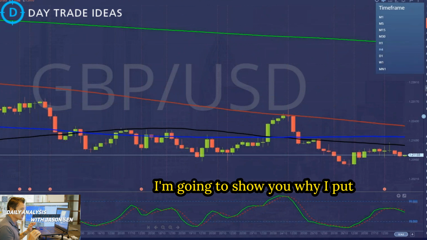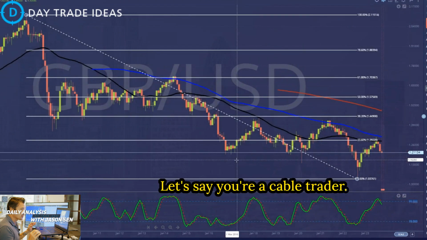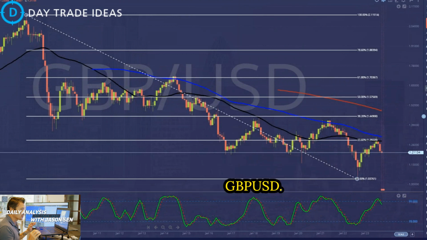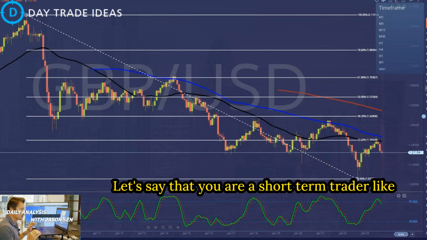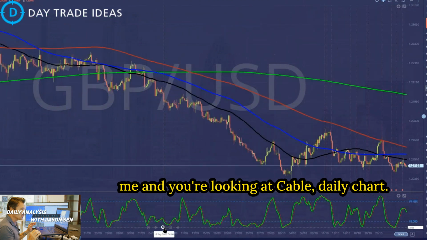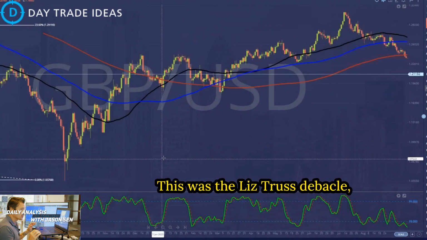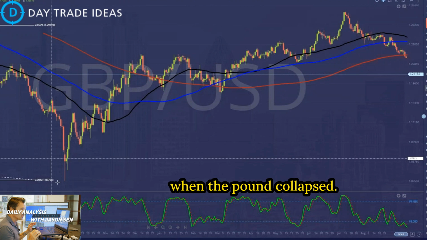I'm going to show you why I put Fibonacci levels in on longer term charts. Let's say you're a cable trader, pound versus the dollar. Let's say that you are a short-term trader like me and you're looking at the cable daily chart. This was the Liz Truss debacle when the pound collapsed.